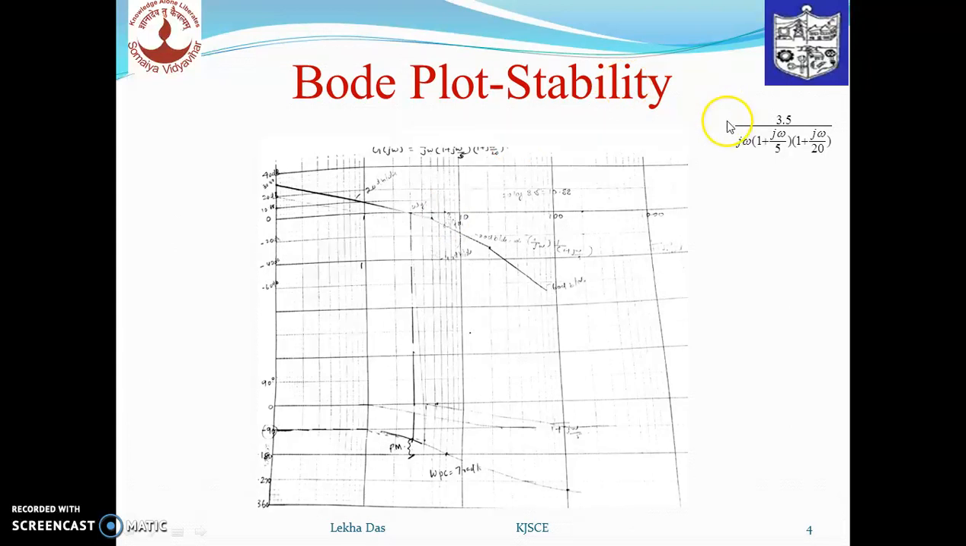I have an open loop transfer function in the standard form 3.5 upon j omega into 1 plus j omega upon 5 into 1 plus j omega upon 20. That means I have the corner frequencies at omega equal to 5 and omega equal to 20. As described in the previous video, I have drawn the Bode plot, that is magnitude plot and phase plot.